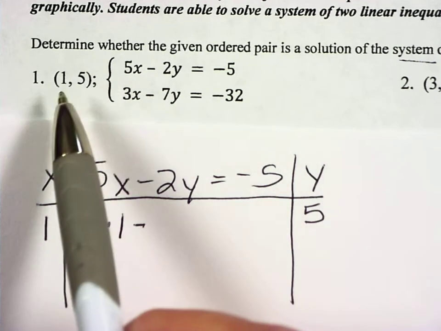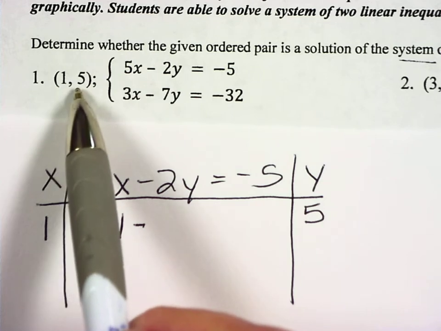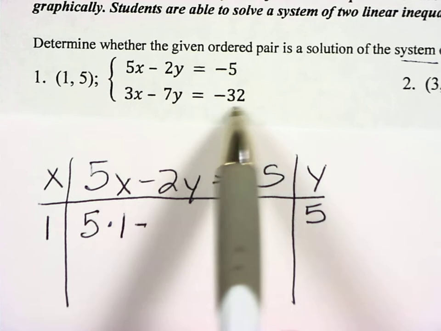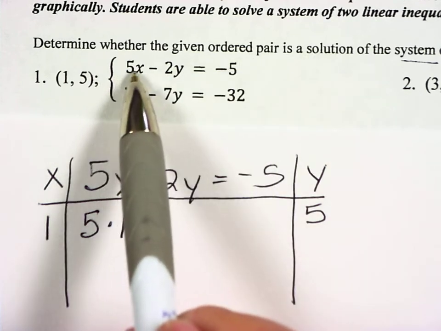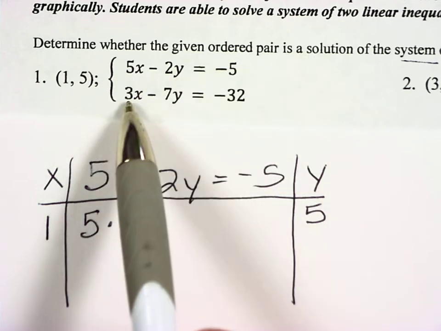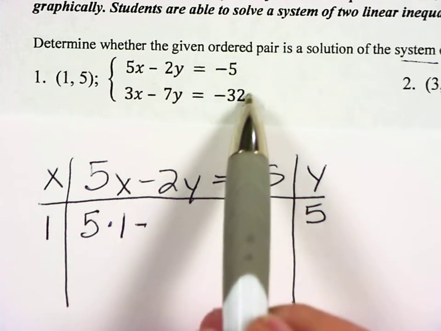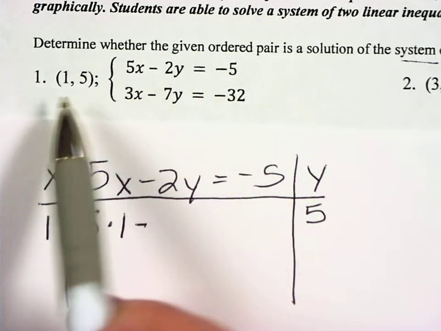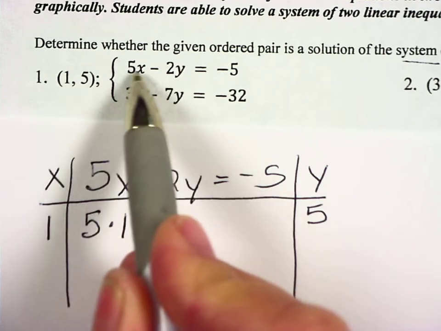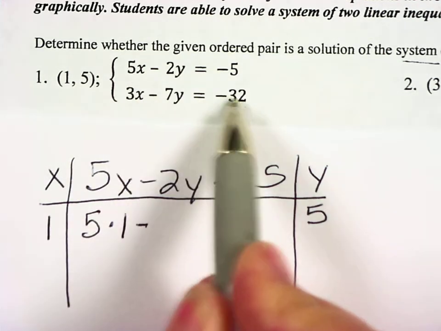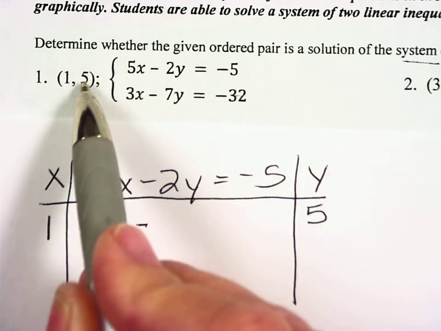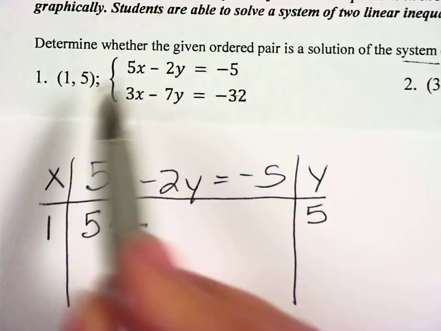First thing I'm going to do is determine if this point is a solution to this entire system. And if it is, what that means is it's a solution for this equation and this equation. That's the only way it can be a solution to the entire system. And in fact, this is going to be the one point where the graphs of these two equations touch, where they intersect one another.